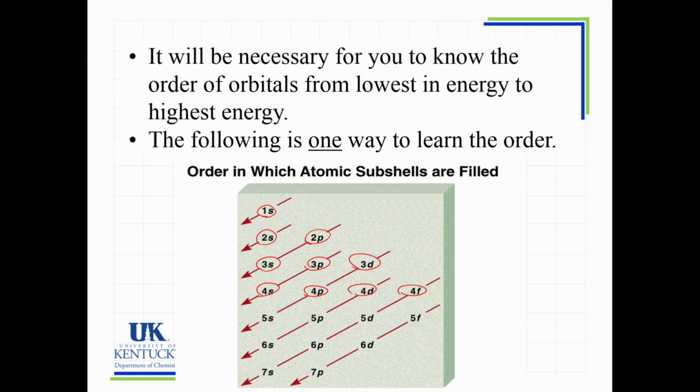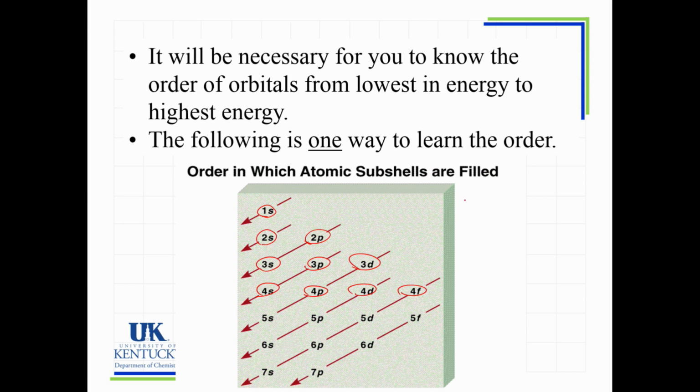So we just write these down, and we'll never have to go beyond f. So while this does have a g, and this has an h, and this has an i, we'll never write those down because you'll never see anything more than an f. Once you write those down, then you can just draw diagonal lines through it, and those diagonal lines point you in the direction of the order that you fill.